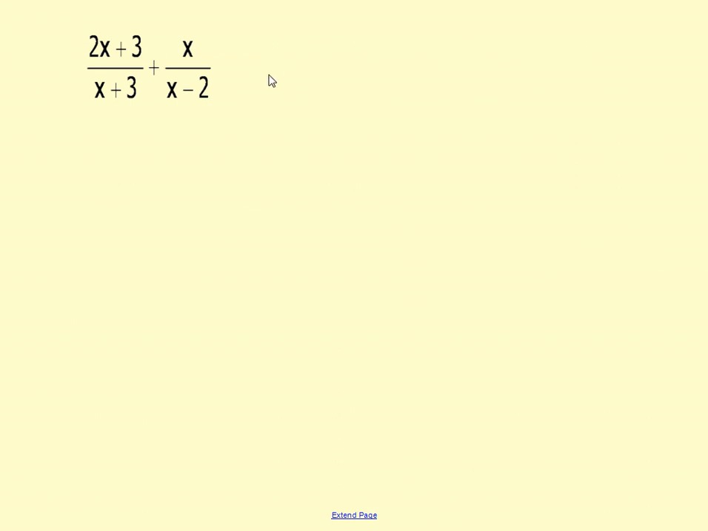So here's one where I think you should go ahead and try this on your own and then check and see if you got the right answer. So pause it now.